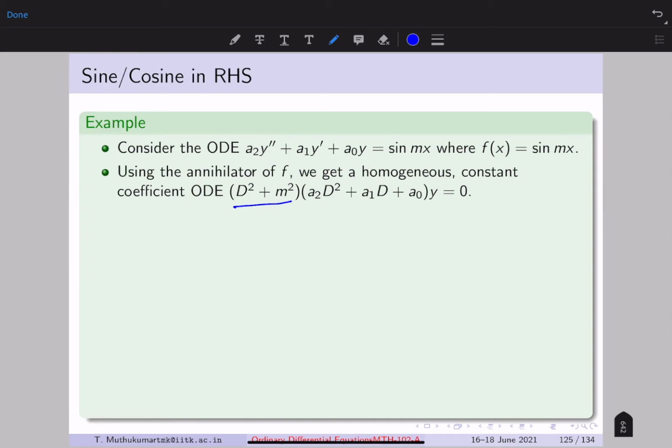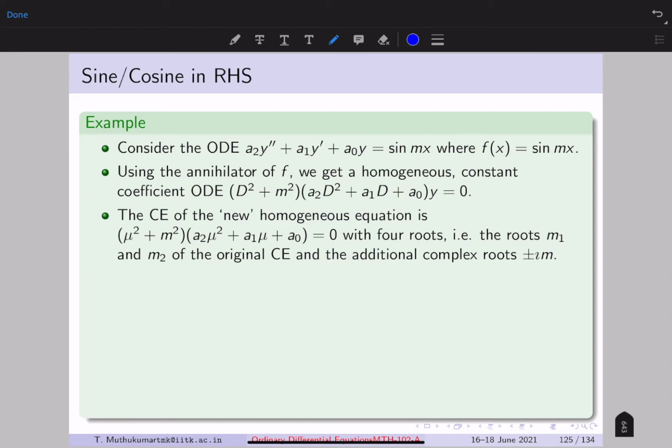Now you get a fourth order constant coefficient ODE. So how do you solve it? You look for the roots. You will have some roots m1 and m2 from this ODE, and then you have complex roots plus or minus im from this factor, D square plus m square. So you have 2 roots and 1 conjugate pair of complex roots.